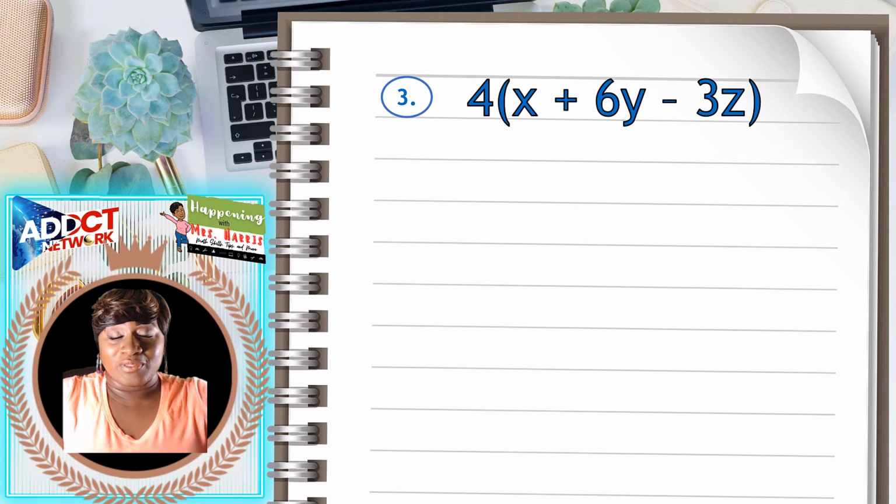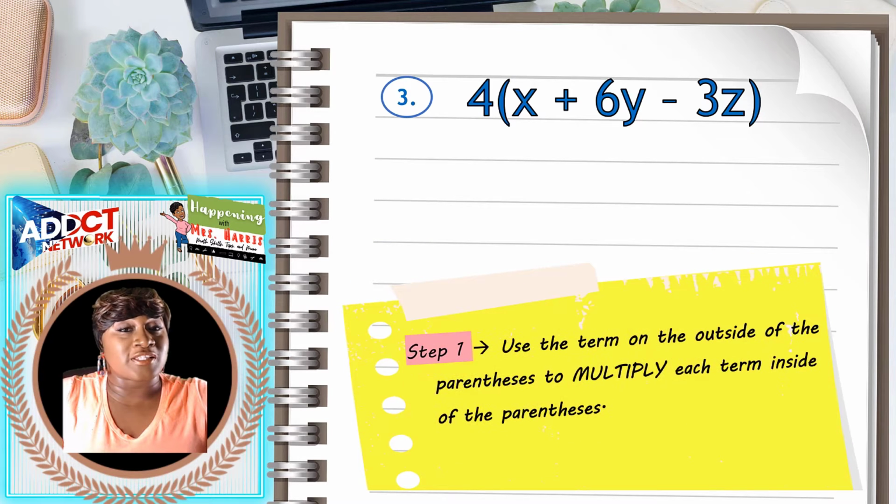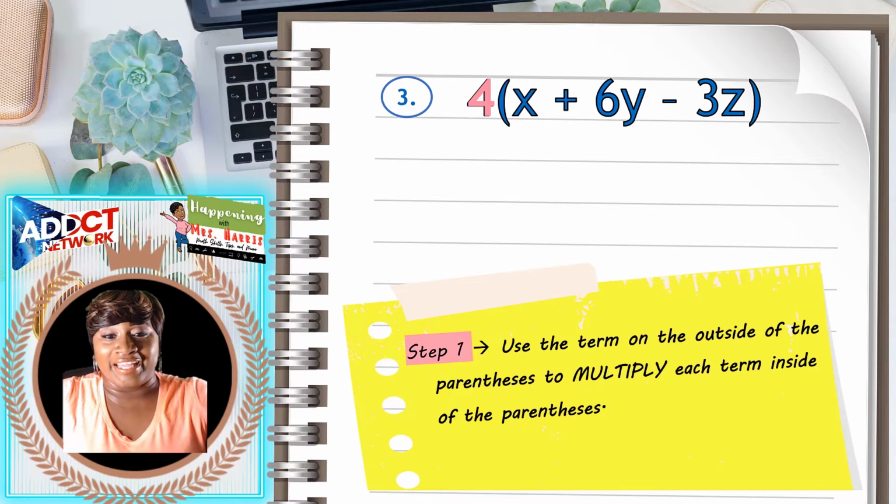Example 3. 4 times the quantity of x plus 6y minus 3z. The first thing we'll do is multiply the term outside of the parentheses, which is 4, times the terms inside of the parentheses. In this example, we have 3 terms inside of the parentheses. We have x, positive 6y, and minus 3z.